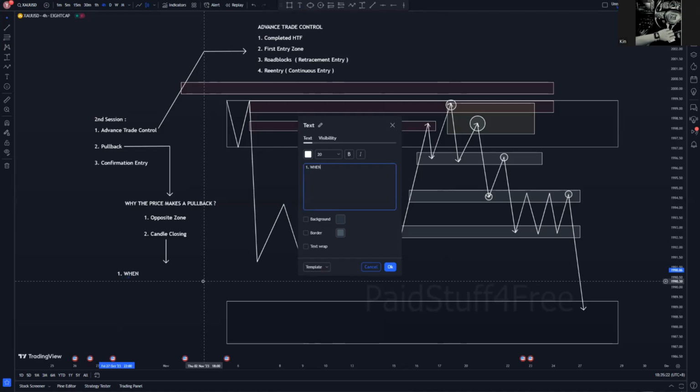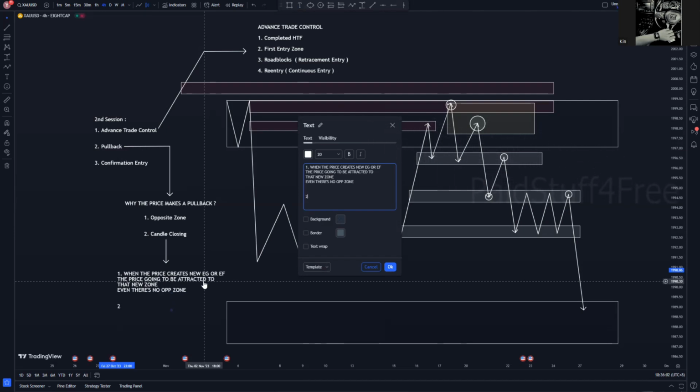When the price creates a new ED or EF, the price is going to be attracted to that new zone, even if there is no opposite zone. So that is the first rule.